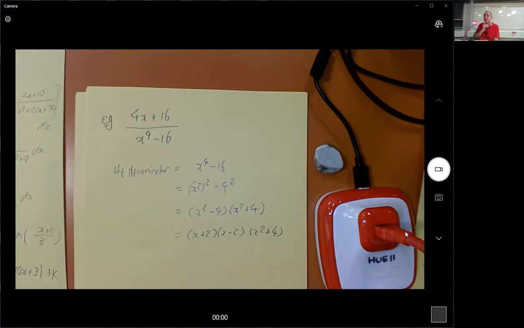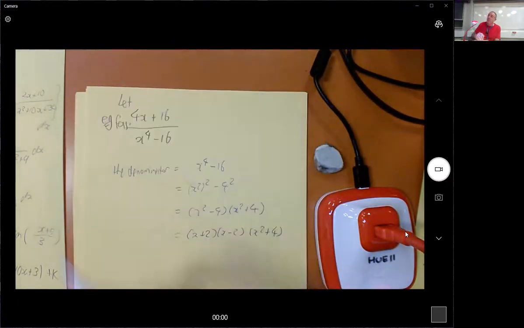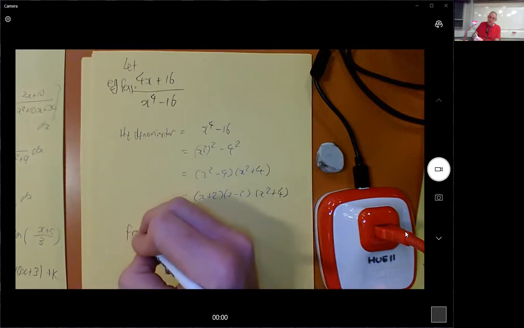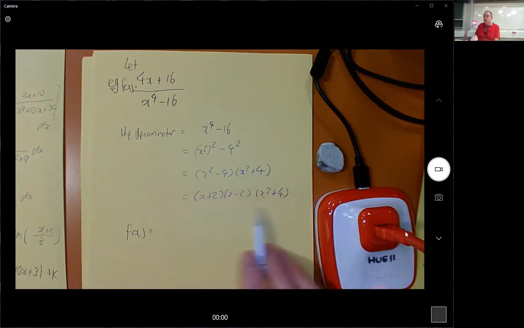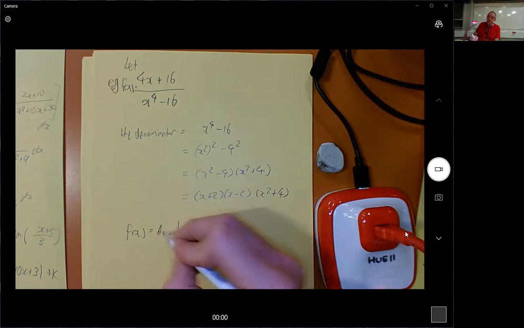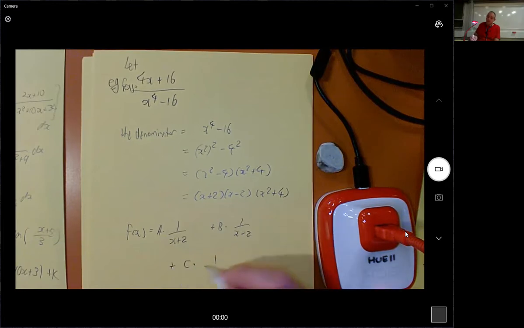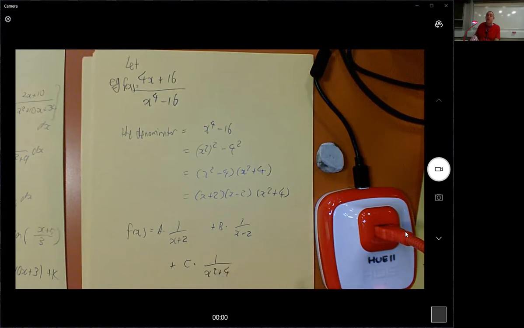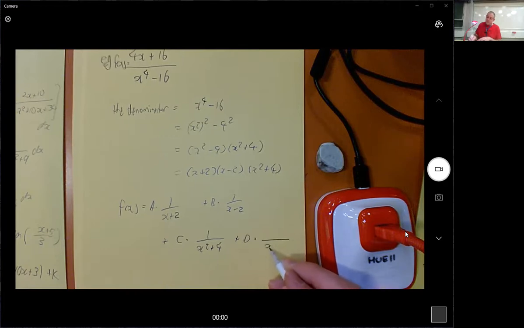So I might even call this f of x, just so I don't have to rewrite it all the time. So f of x is going to be equal to things that are built out of this denominator. So a 1 over x plus 2, some multiple of that, and a 1 over x minus 2, some multiple of that, and 1 over x squared plus 4, some multiple of that, and if I put the derivative of the bottom on the top, it'll work very neatly for me.